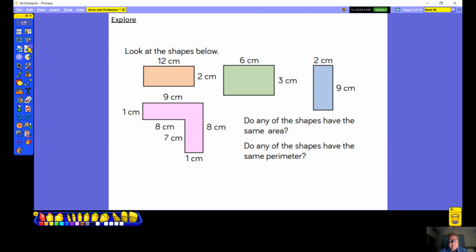Look at the shapes below. A couple of questions. Do any of the shapes have the same area? So this is the space in. Do any of the shapes have the same perimeter? And the perimeter, of course, is the total length around the outside. So pause the video, work through each of those. I recommend you label them, so maybe A, B, C, D. In fact, if you do it like that, because when we go through my thinking, that's how I've done them. So pause the video and work through that explore example.